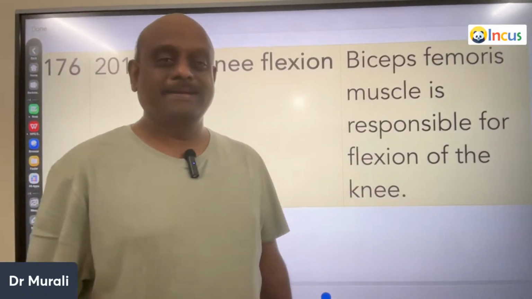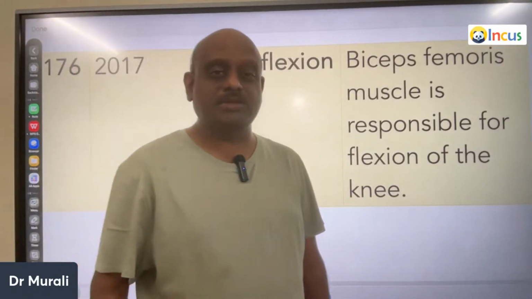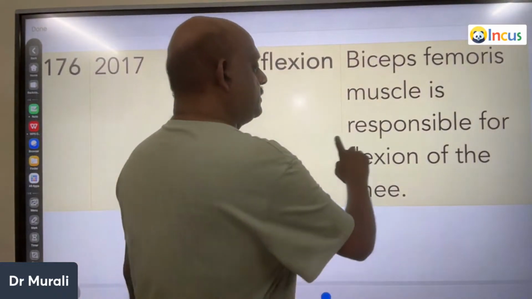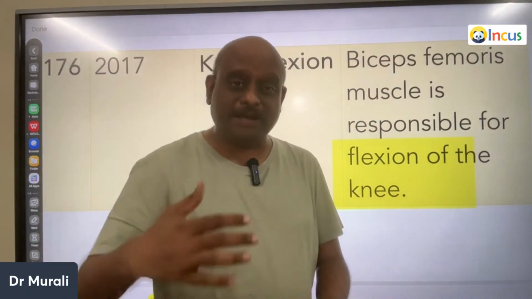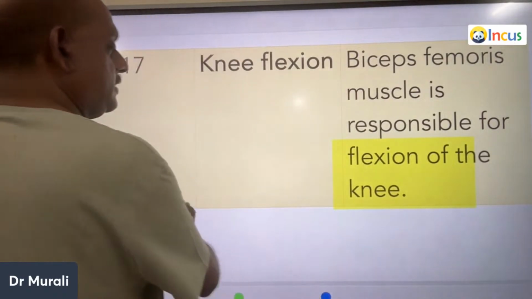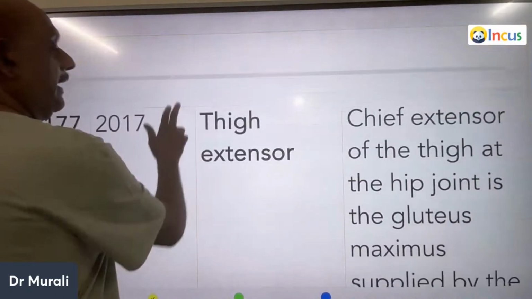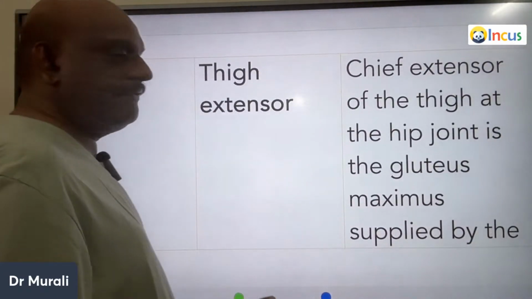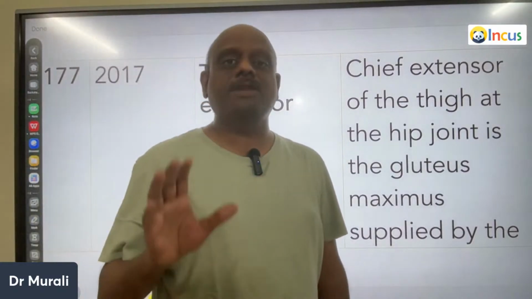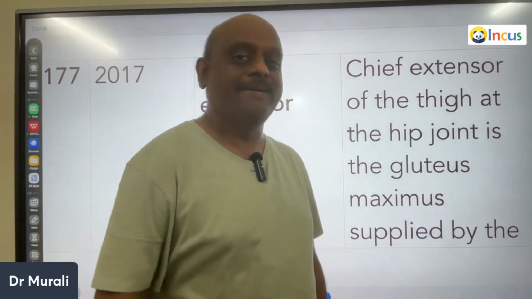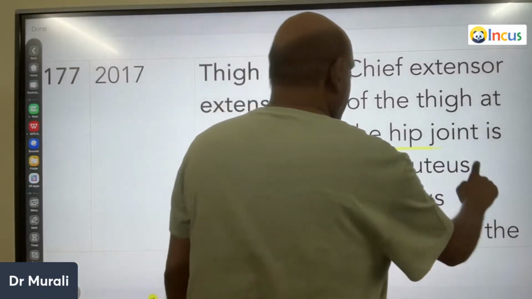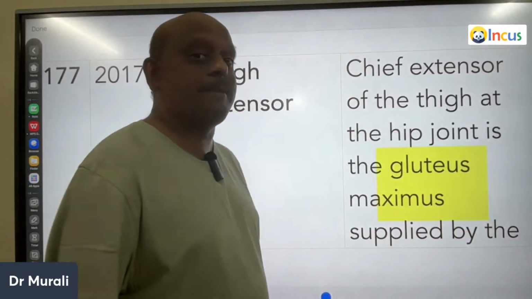Biceps femoris. The biceps femoris is the one that leads to flexion of the knee joint, is what you have to remember. So what is the chief extensor of the thigh at the level of the hip joint? At the level of the hip joint, it is the gluteus maximus.